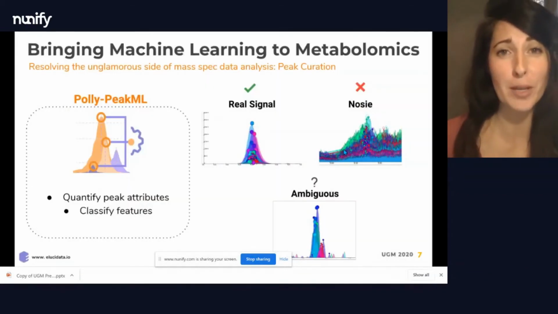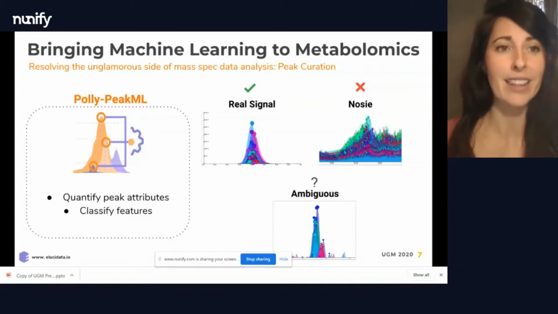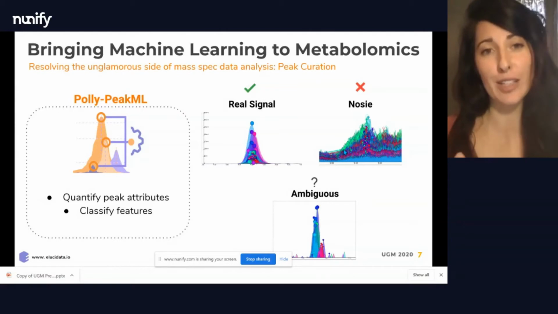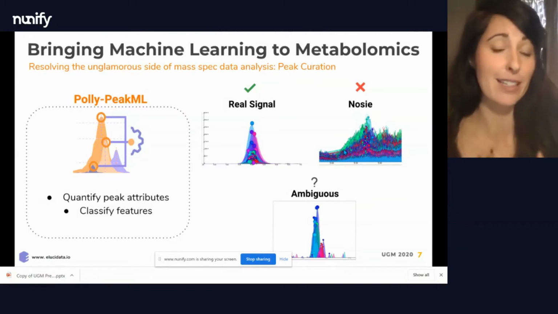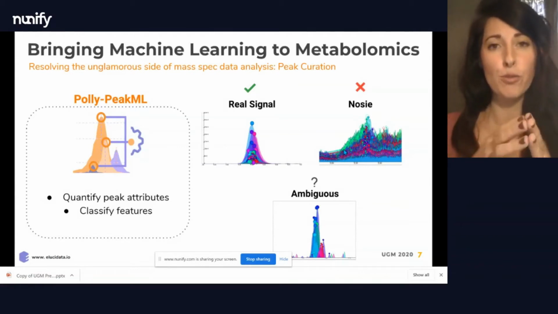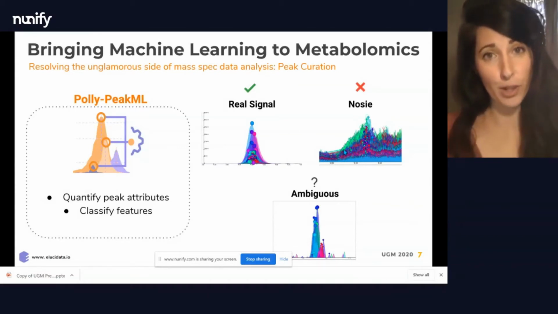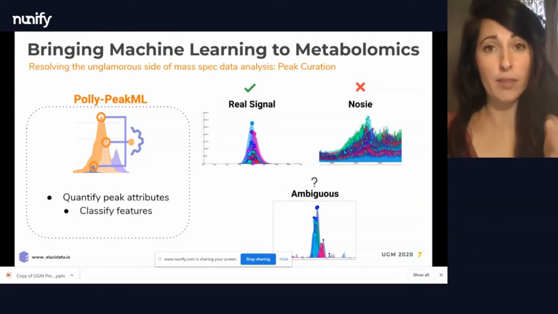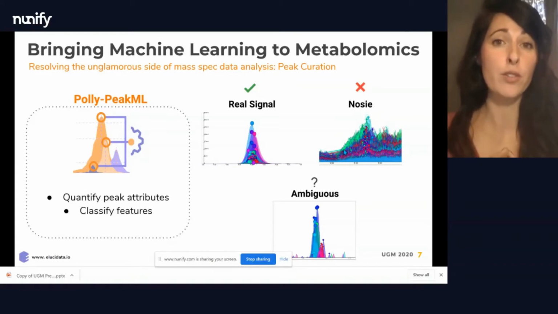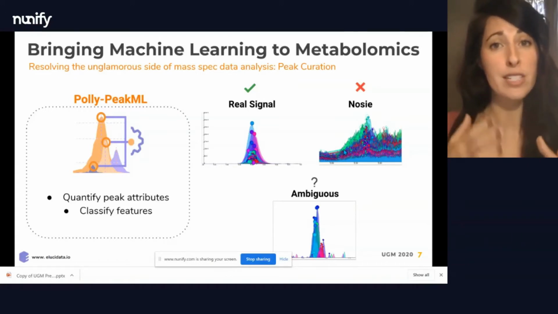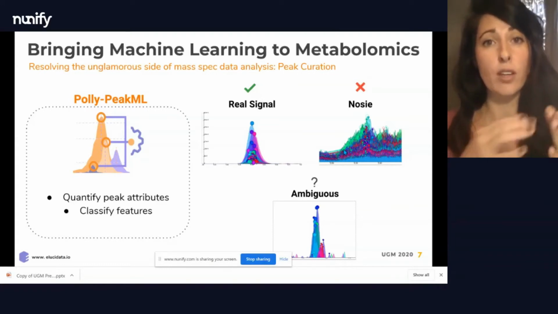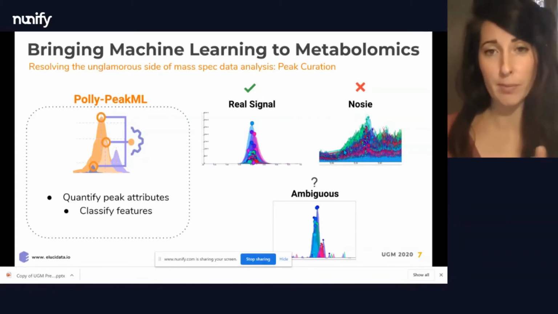So I'm going to talk to you a little bit about how we did that, and that will involve me sharing with you what I think is the unglamorous side of mass spec data analysis, at least in my opinion, and that deals with peak curation. So you run your analysis over your chromatography, capturing all that mass information as it elutes off the column. Then you have to interact with the software in a stepwise manner and identify all of the peaks that you see across all of the mass range, across all of that time dimension.